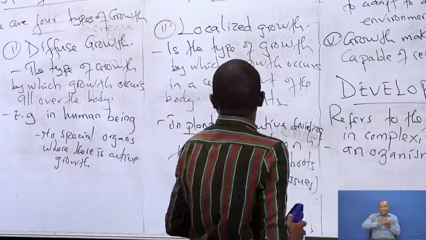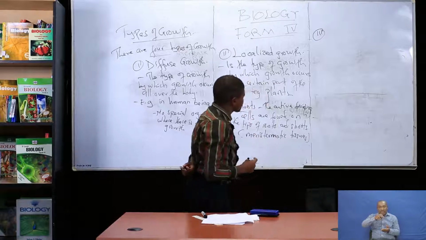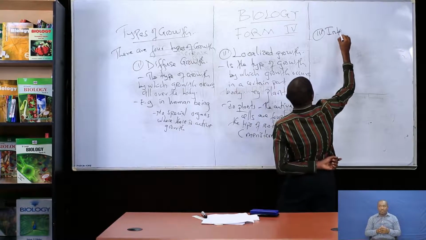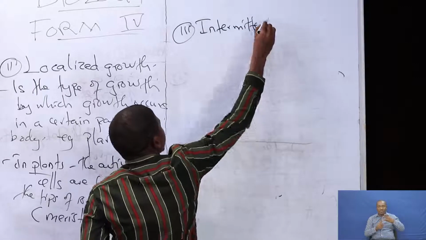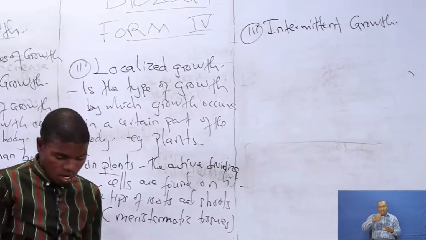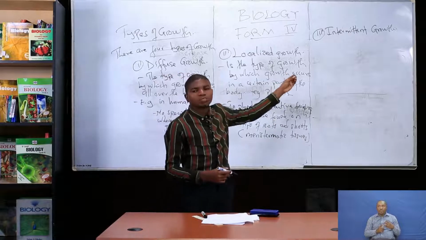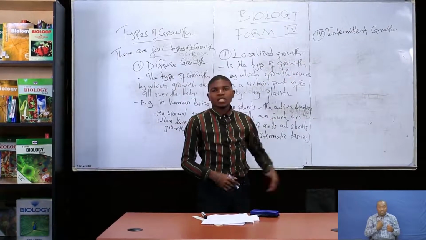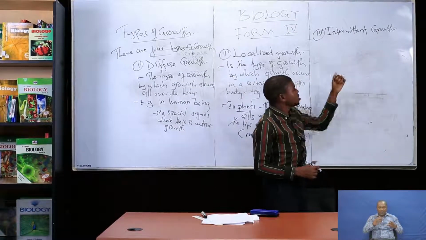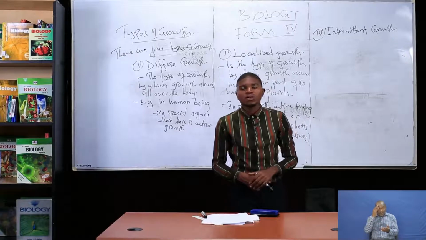We also have another type of growth, the third one. The third type of growth is called intermittent growth. Somebody can tell me, what is intermittent growth, and which organism or species undergoes intermittent growth?